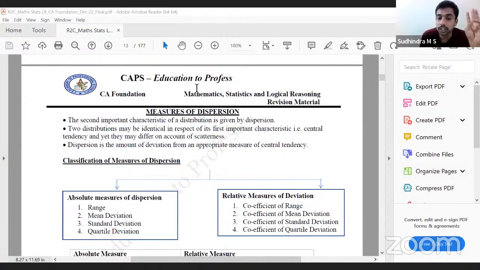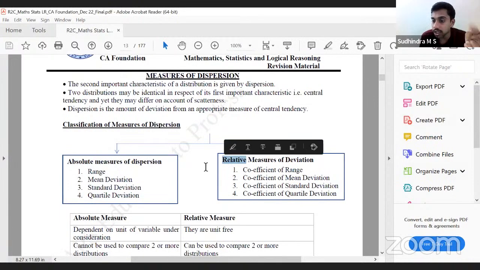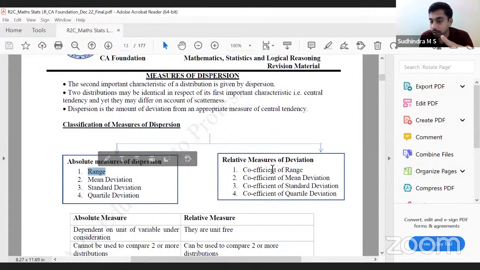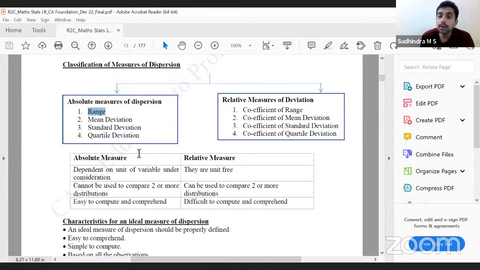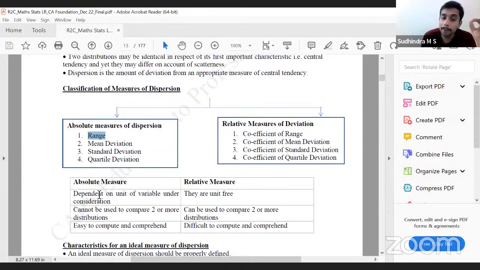We have two kinds of measures of dispersion: absolute measure and relative measure. These are range, coefficient of range, mean deviation, coefficient of mean deviation, quartile deviation, coefficient of quartile deviation, standard deviation, and coefficient of standard deviation or coefficient of variation. What is the difference between absolute measure and relative measure? Absolute measure is dependent on the unit of measurement, whereas relative measure is unit free. Comparison between two distributions might be difficult under absolute measure. However, it is possible under relative measure. However, absolute measure is easy to compute and comprehend. Relative measure is difficult to compute and comprehend.